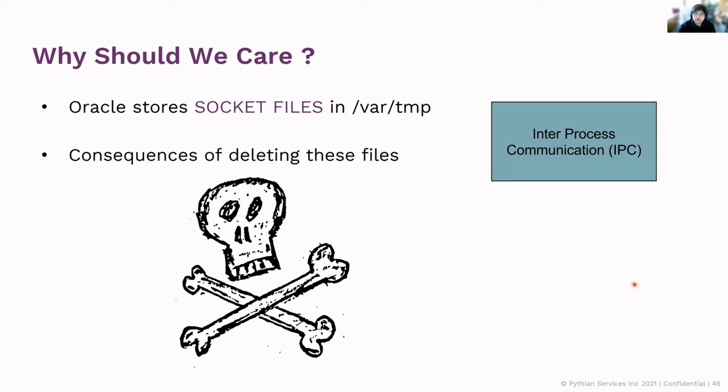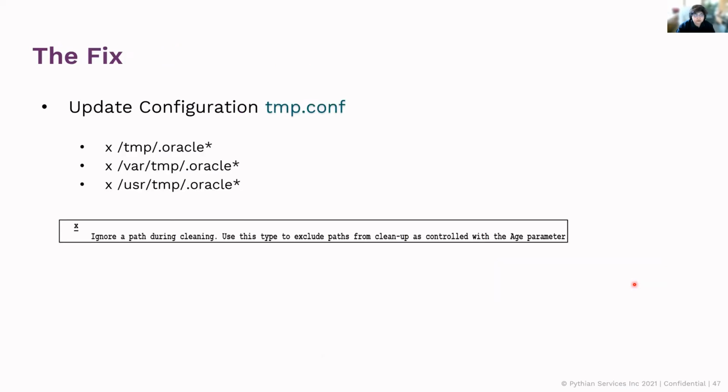So the bottom line is we do not want any process tampering with Oracle related files that are present in the temp directory. This is a blog that talks about all the dangerous things that can happen if this happens to you, all the symptoms. To avoid this, the best practice is to make sure that your temp configuration has these entries. If you look at the manual entry, you will see that it says X ignores or preserves the files in this particular directory.